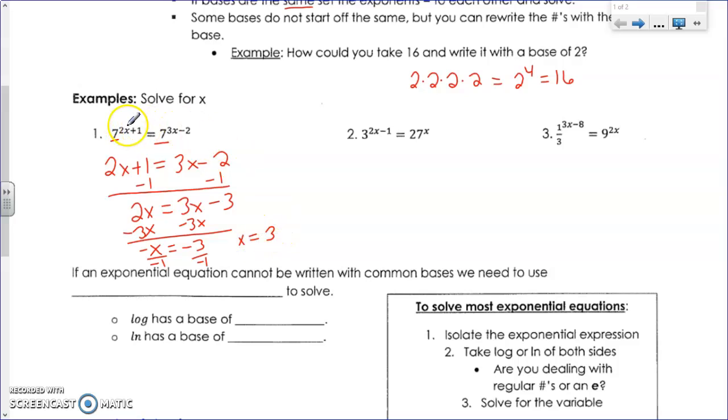I can check this by plugging it in. 2 times 3 is 6 plus 1 is 7. So 7 to the 7th. 3 times 3 is 9 minus 2 is 7. So that would give me 7 to the 7 equals 7 to the 7.